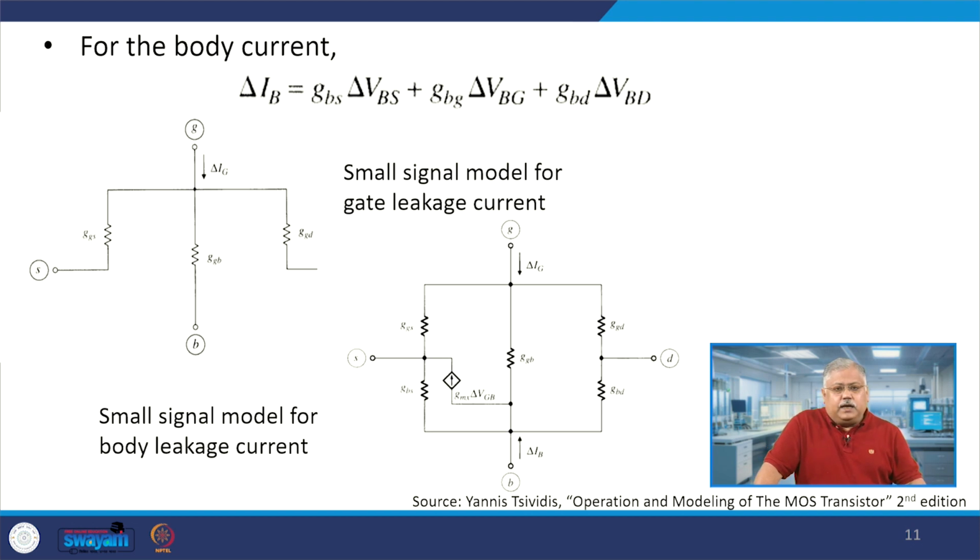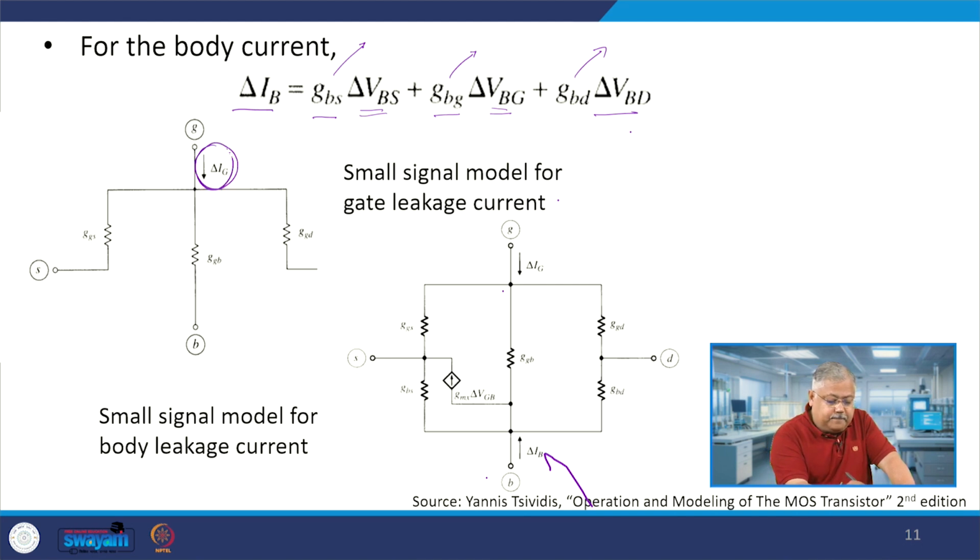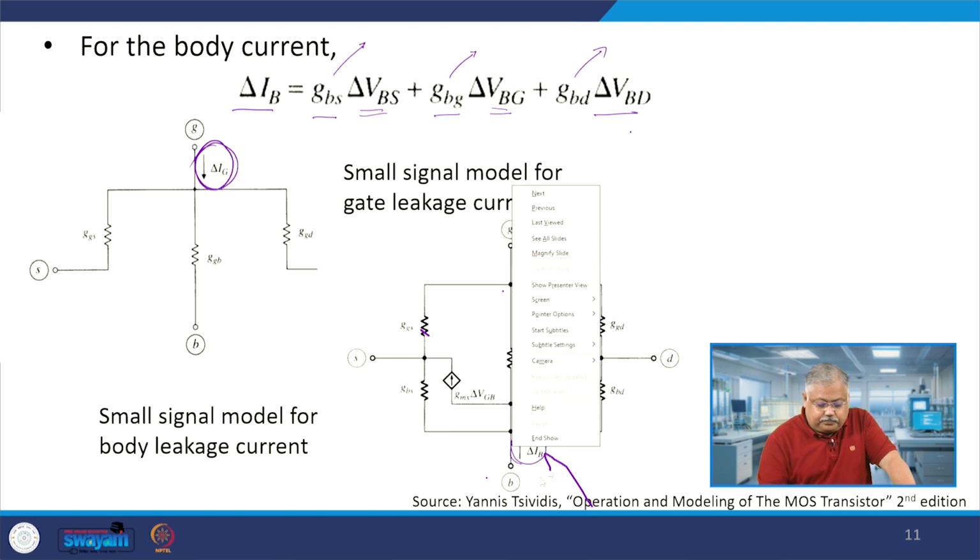Let us look at the body current. The body current del IB will be given by del VGS times GBS plus del VBS times GBG times del VBG, where GBS is bulk to source conductance, GBG bulk to gate, and this is bulk to drain, and similarly the change in the voltages are shown here. And if you look at the small signal leakage current model here, you see del IG is the current which is flowing here, right. You also have a del IB current which is flowing here, right.